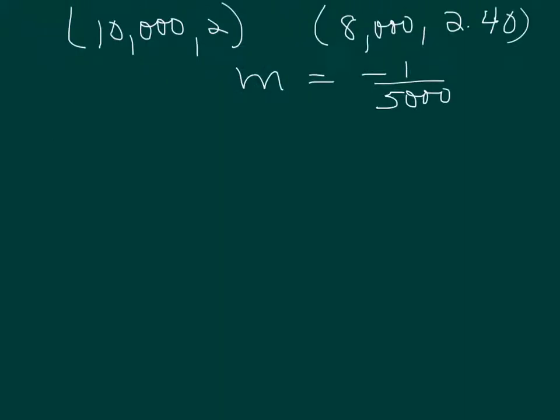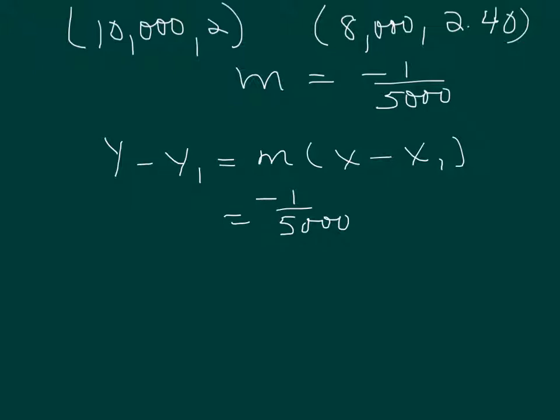Alright, let's work on our equation. And this, again, is the price equation, also called the demand equation. So I have a slope. I know that normally point slope form is going to be the generic y minus y1 equals m times x minus x1. So we know that the slope is negative 1 over 5,000. We know that our x's are the larger values that are in the first part of the coordinate pair.